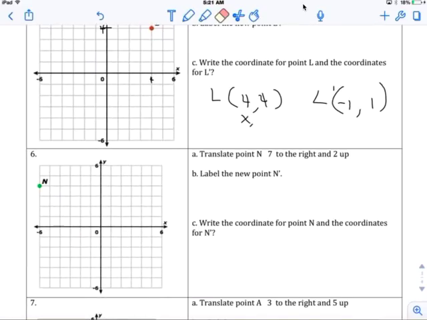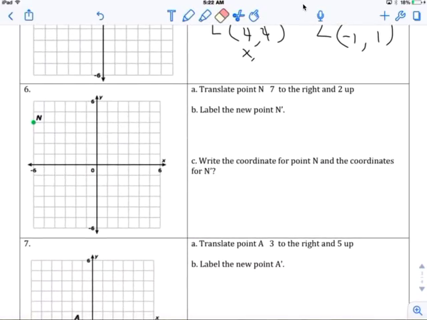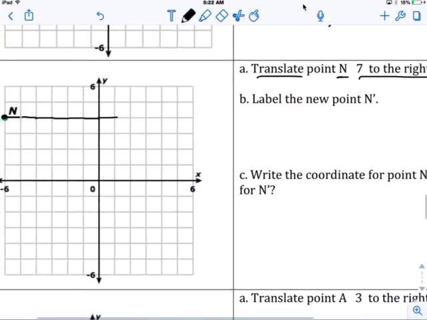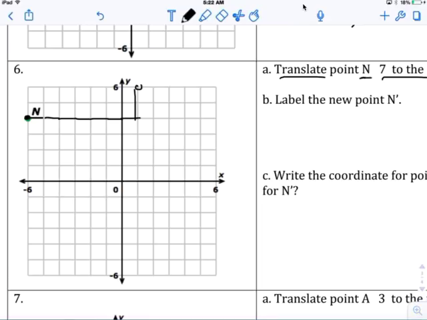Okay, and number 6, problem 6. Translate means to slide N 7 to the right and 2 up. Okay, 7 to the right, so count 7. 1, this is 0 right here, 1 right here. 2, 3, 4, 5, 6, 7 to the right, and 2 up. 1, 2, right there. N prime.